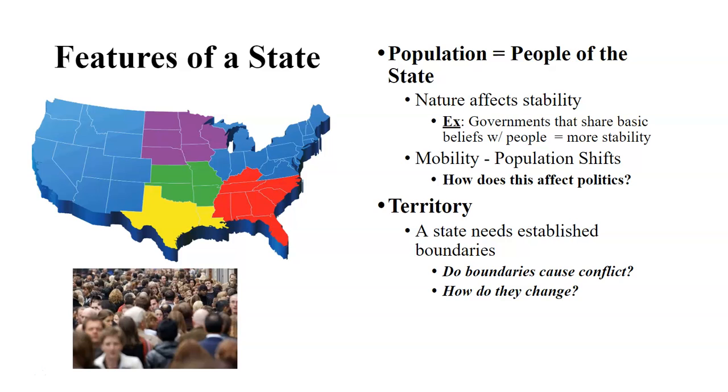Second thing here for states in terms of their features is territory. You need established boundaries. Okay, and I want you to think of these 2 questions that are on screen below it. Do boundaries cause conflict? Which, I mean, that's an obvious answer there. And then how do they change? So how do boundaries change, both peacefully and non-peacefully, that can establish territory and give greater power or make certain states weaker?